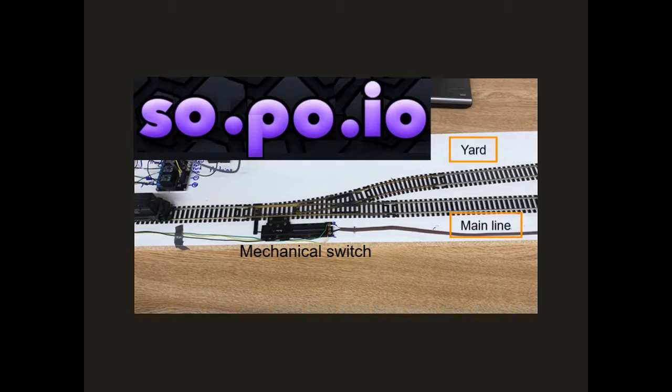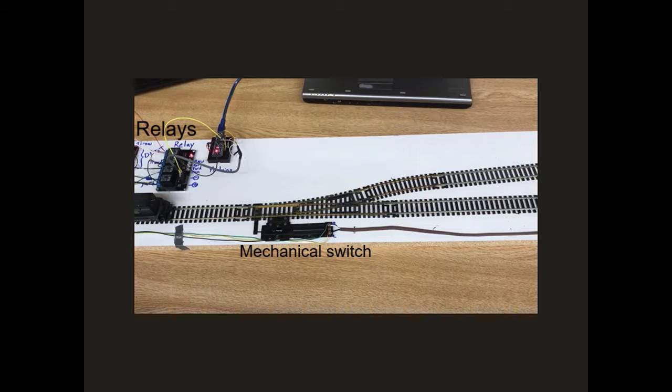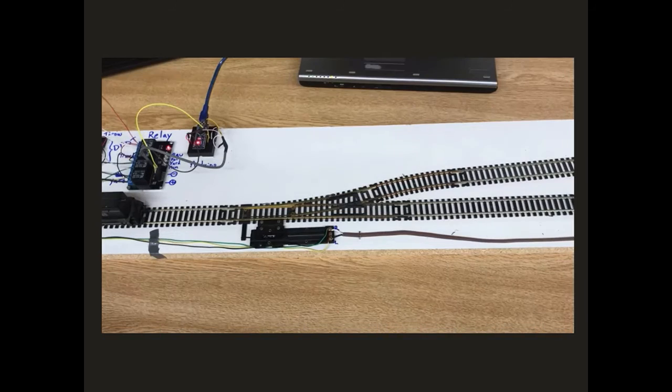This project requires a 12-volt DC power supply to send power through the tracks and into the engine, relays to control the voltage going into the tracks and to control the mechanical yard switch, an Arduino microcontroller to operate the relays, and a computer to write the controlling software that gets uploaded to the Arduino. At this point, the laptop shown is not doing anything except providing power to the Arduino.